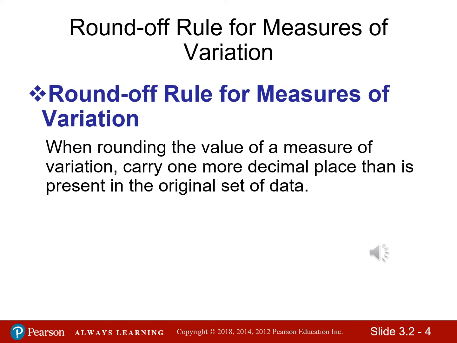Note, when we're rounding the value of a measure of variation, we want to carry one more decimal place than is present in the original data set.